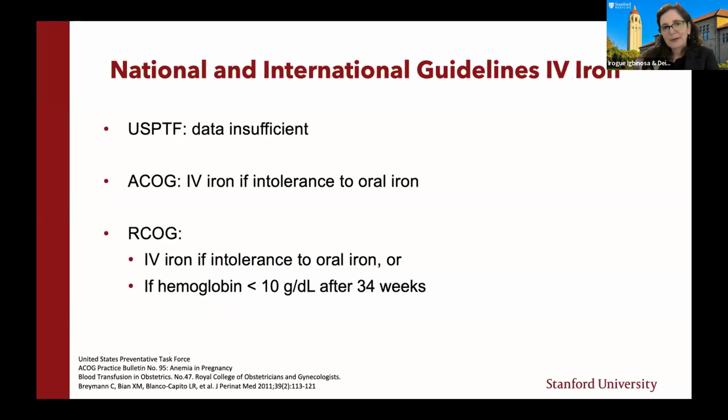And that's just based around the notion that it takes a while for iron to be absorbed and then blood to be produced. And these are patients who are getting much closer to delivery. They don't have a lot of time to overcome their anemia, and they really need it a bit quicker.